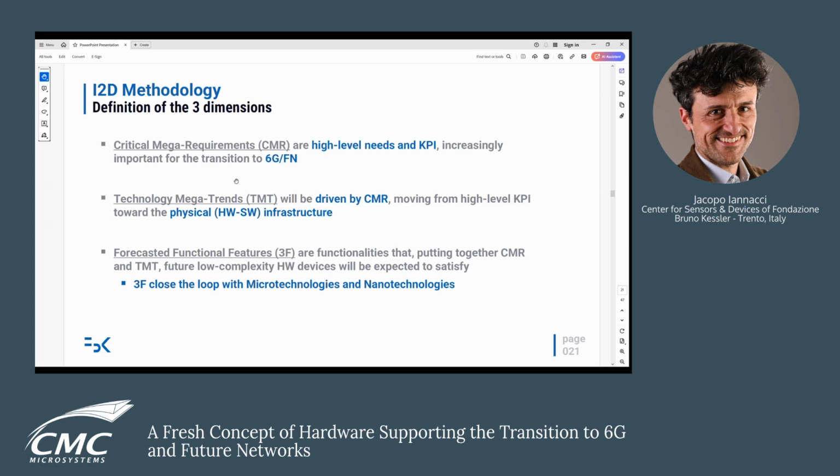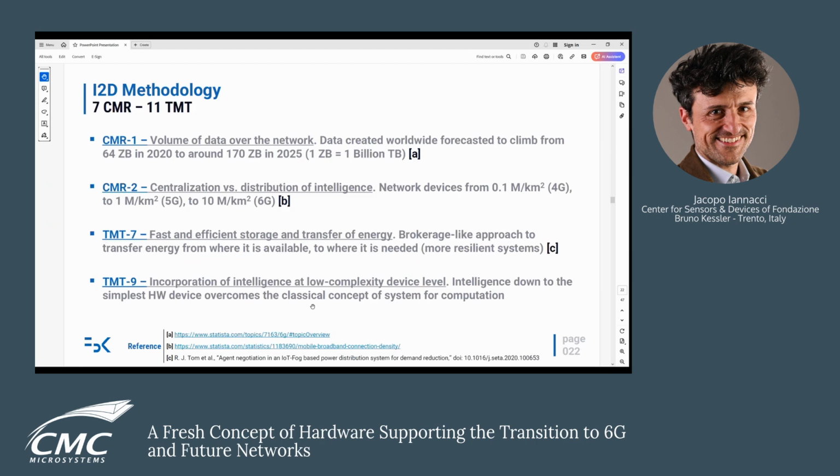Moving more towards technologies and hardware and software systems, technology megatrends will be segments of the infrastructure driven by the previously mentioned CMRs, so driven by the high-level mega requirements, while in the end forecasted functional features are basically functionalities and characteristics that will be crucial at the low complexity hardware level to enable what is above, so the systems and the infrastructure. And this 3F basically closes the loop to micro technologies and nanotechnologies.